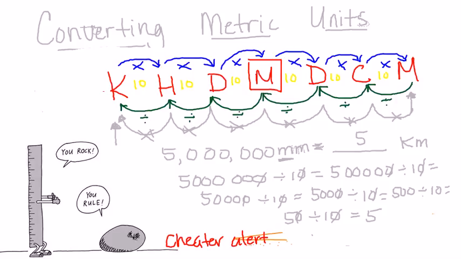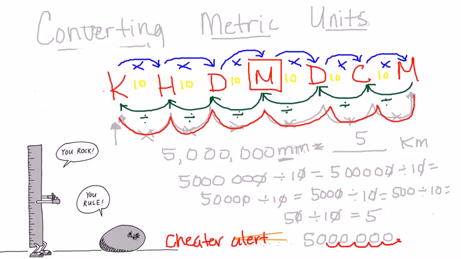Alright, are you ready for the cheater? Start over with the original number, 5 million. Okay, where's the decimal? Exactly, it's right there. So I need to move it how many spaces? Well, if I'm here, 1, 2, 3, 4, 5, 6. So it's right there. And any zeros after the decimal point can be dropped off. So the answer is 5, or 5.0, or 5 with all the zeros, but the decimal goes right here, meaning 5. So 5 kilometers is our answer.